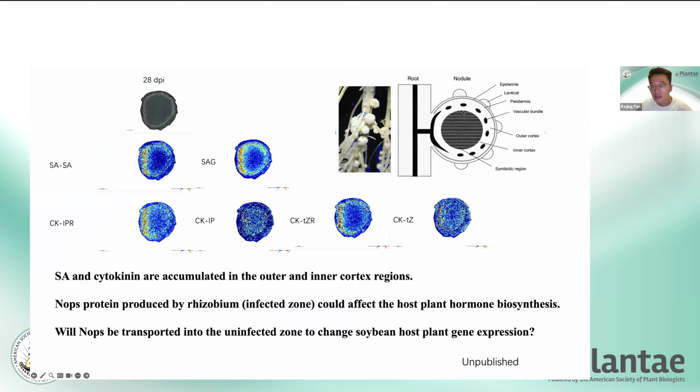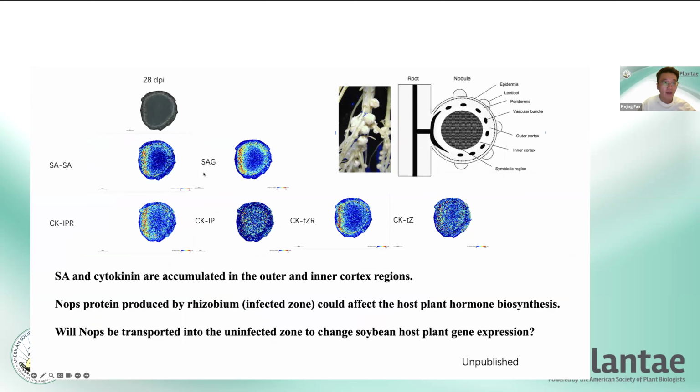Let's introduce some background knowledge about the soybean nodules. The soybean nodules have two kinds of cells. One is the infected cells. We also have here at the central region, we call it the symbiotic region. Also, the uninfected cells include the epidermis, inner cortex, outer cortex, and vascular bundles.